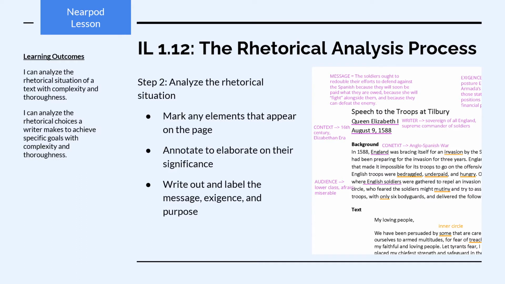Step 2, analyze the rhetorical situation. Go back through the text and mark the elements of the rhetorical situation that appear directly on the page. You want to annotate to elaborate on the element's significance as you've practiced in previous exercises. For any elements that aren't printed directly on the page, go ahead and write those out and label them. This is what you'll mainly have to do with message, exigence, and purpose, as the background information in the text itself will rarely contain those explicitly stated.